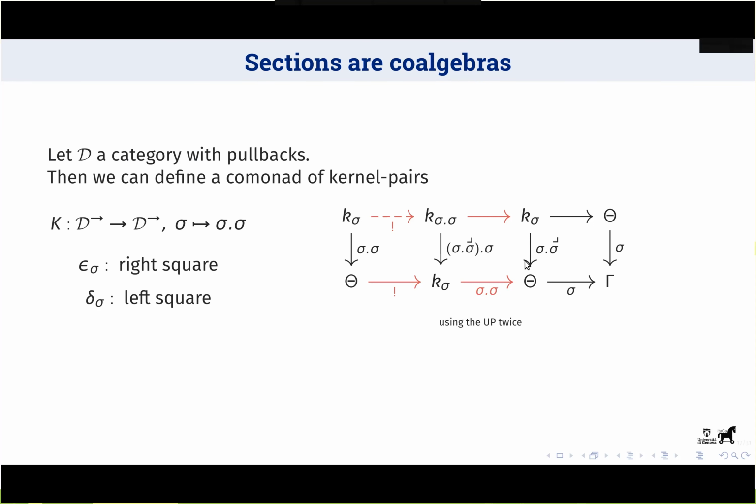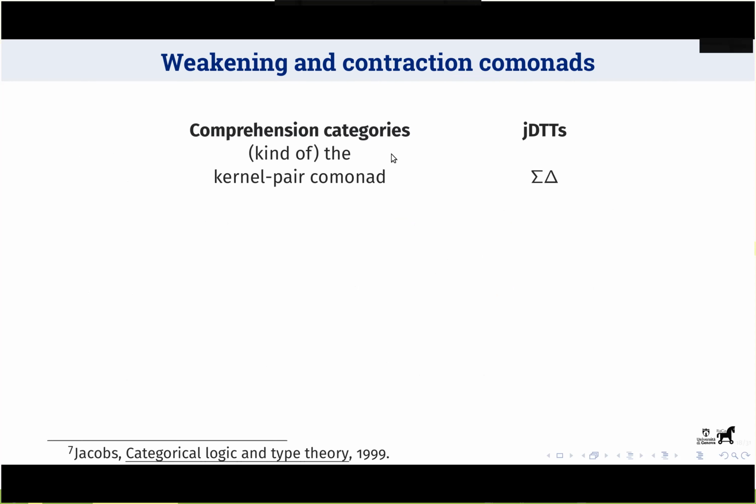So we can define a comonad on maps that, to a sigma, let's say, assigns its kernel pair. Well, not precisely. Okay, the morphism sigma dot sigma again. And then we can define a counit and a comultiplication. And in this case, coalgebras of such a comonad are precisely sections of sigma. So this gives us a way of connecting the two, because on comprehension categories, we had sections for terms. And in this sense, we now have a particular comonad, which is the kernel pair comonad. And on the other hand, with JDTTs, we have sigma delta because we had a pair of adjoints.